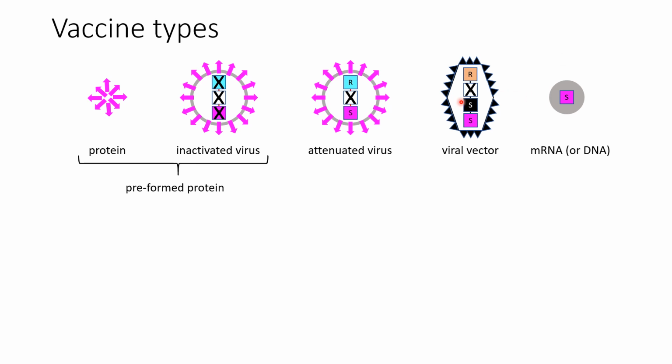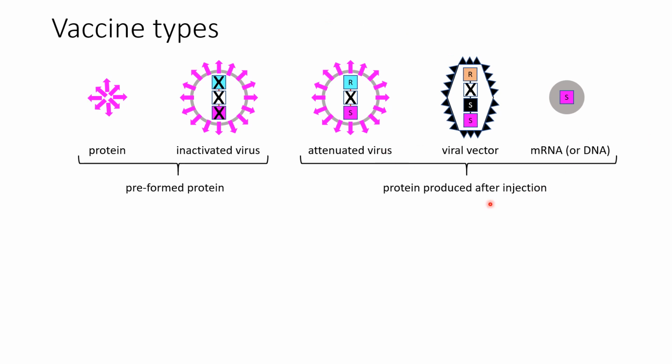There's an important distinction to be made amongst these five. These two, protein and inactivated virus, involve preformed protein. That is protein that's formed before injection. So you're injecting protein. No protein is made during the immunization process.